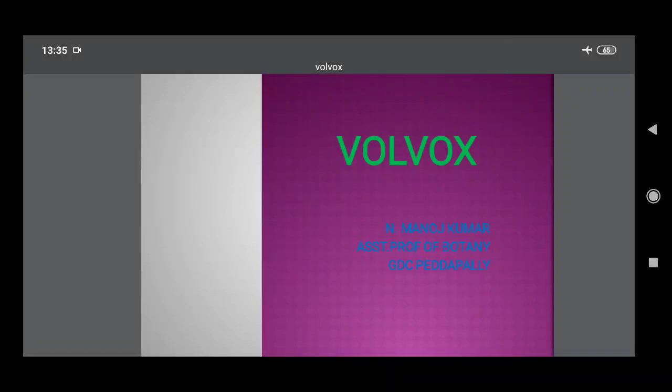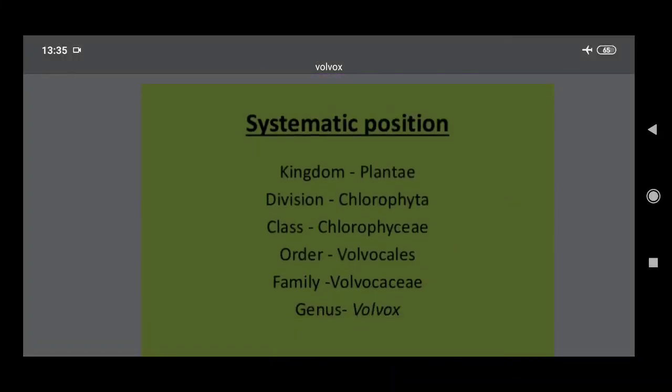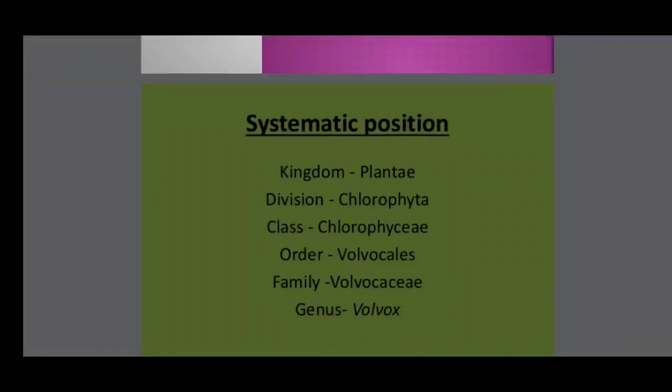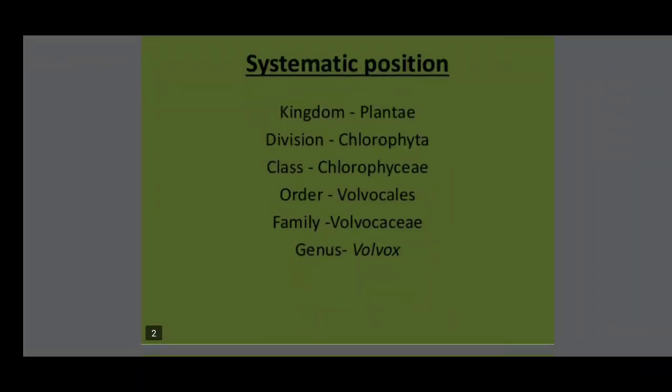Today's class is the Volvox. Volvox is an algal member. It belongs to the class Chlorophyceae. So today we will discuss what Volvox is, what the vegetative structure of Volvox is, and what the reproduction of Volvox is. First, we are going to look at the systematic position of Volvox.